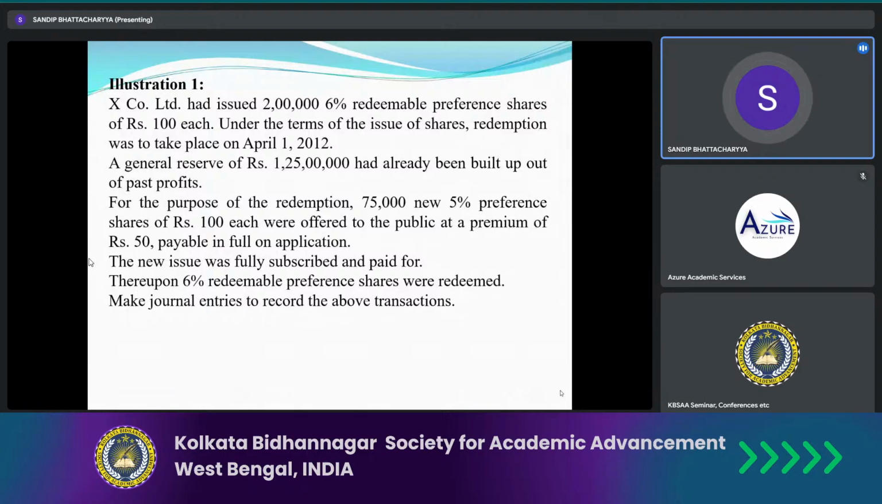So what is the existing preference share capital issued in the market as per book value or face value? That is 2 lakh into 100, that is rupees 2 crore. Rupees 2 crore of preference shares has already been issued in the market on the basis of the face value or the book value of the company. Okay. Under the terms of the issue of shares, redemption took place on 1st April 2012.